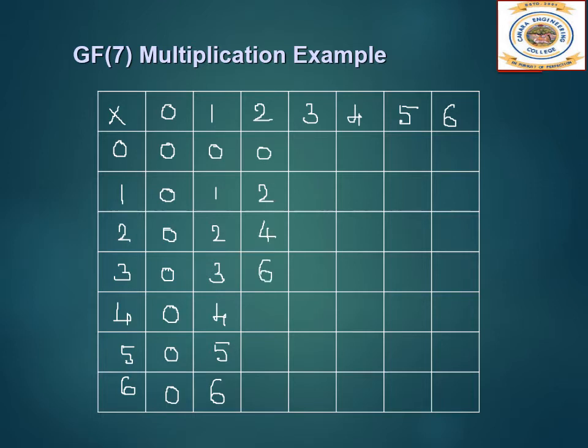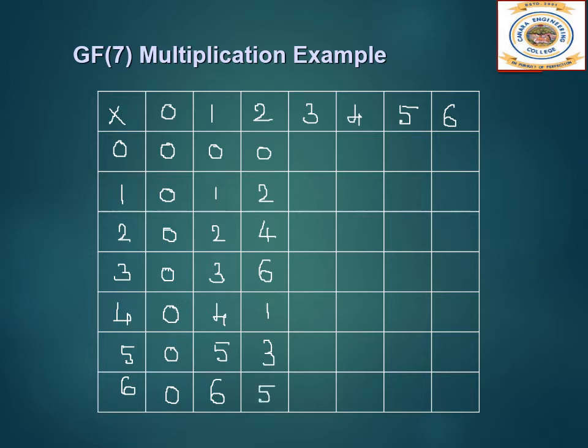Now coming to the next one. 2 into 4 is how much? 8. But I cannot write 8. What is a field? The elements in the field are 0 to 6. So even here I cannot go out of the field. I have to remain within the field, so I have to do mod 7. 8 mod 7 is 1. 2 fives are 10, 10 mod 7 is 3. 2 sixes are 12, 12 mod 7 is 5.